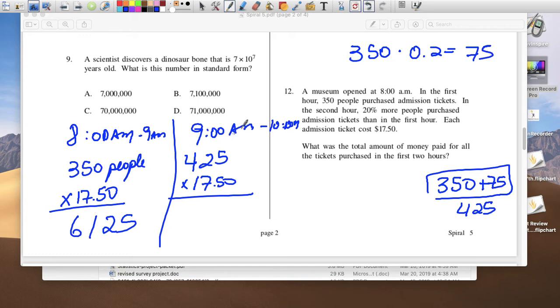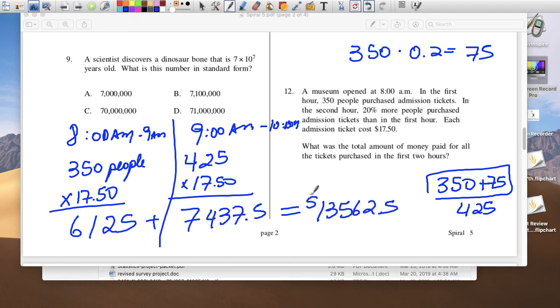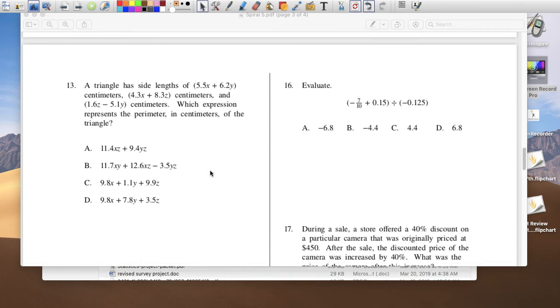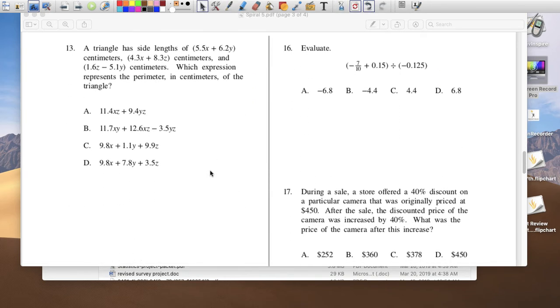17 times 5. They made 7,437.5. So they want the total in both hours. So if we add those two, they made a total of $13,562.50. Not bad for 2 hours of work.